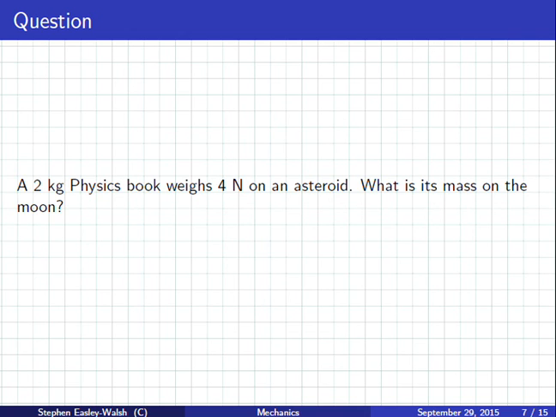Wait, I typed that in totally backwards. What is the mass of the book? Yeah, let's just say what's the mass of the book.